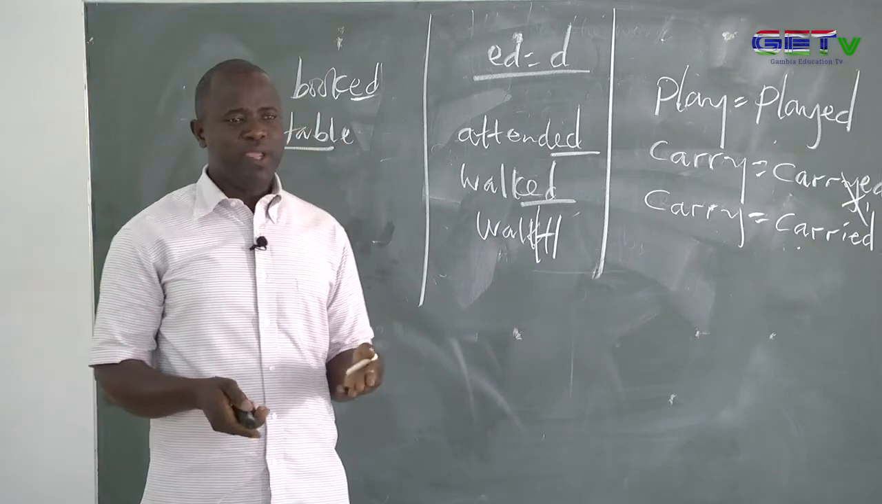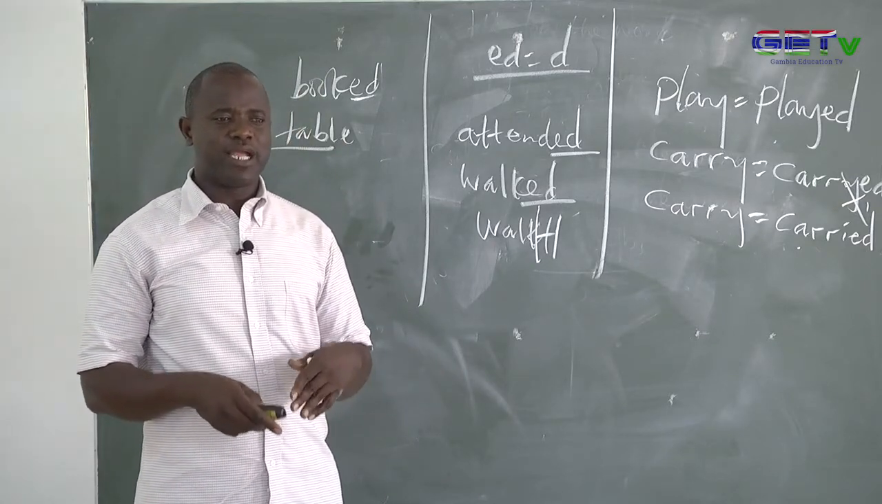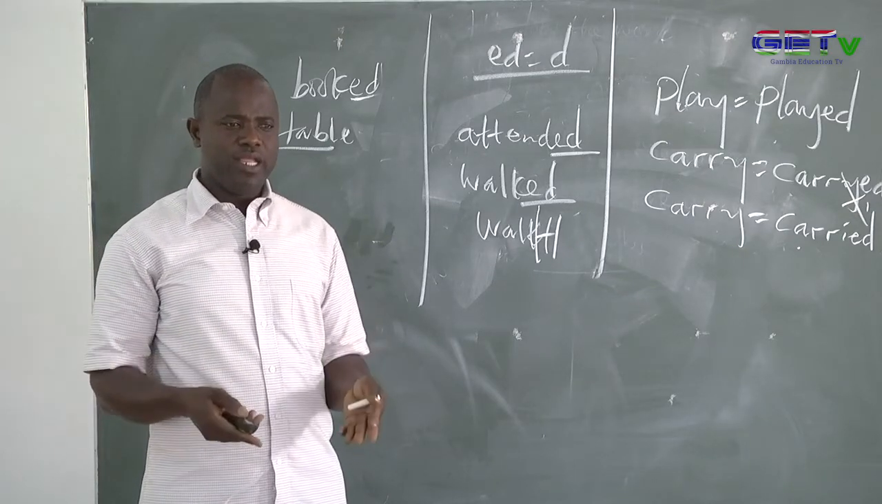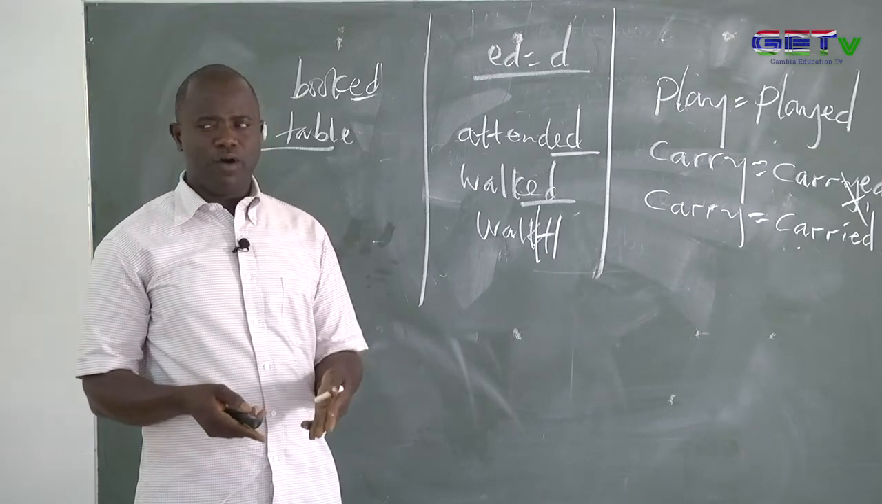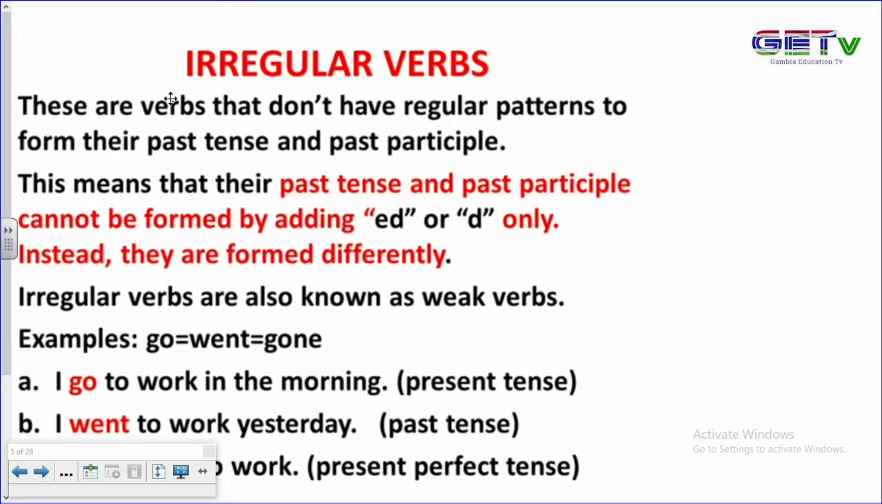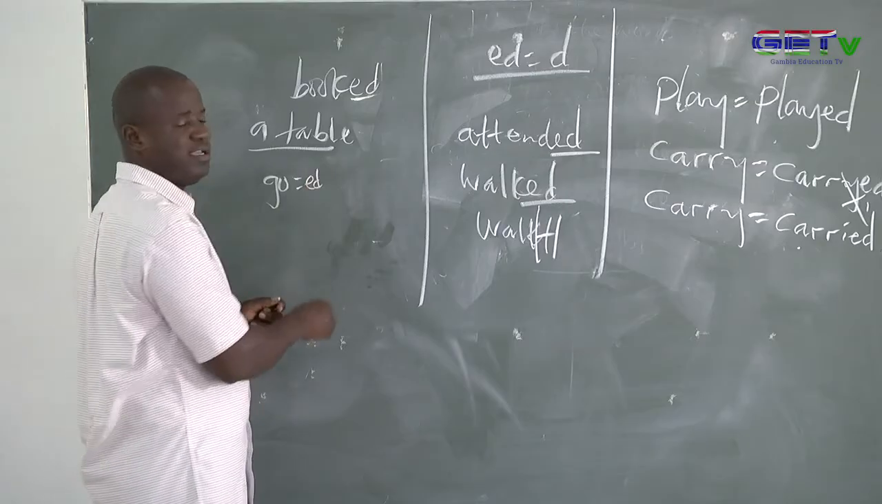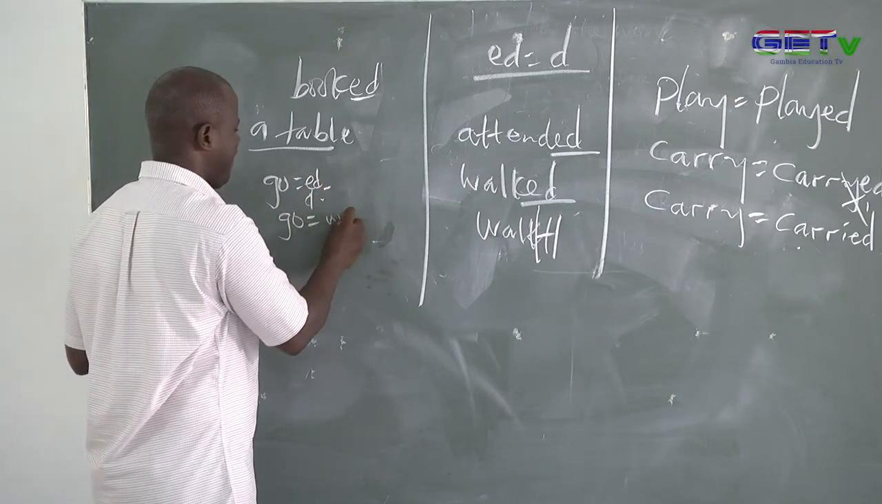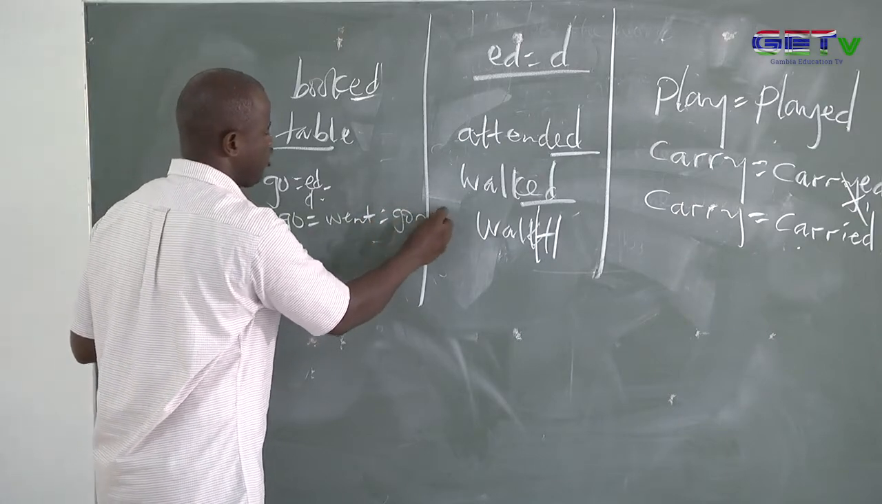So we look at this. This means that their past tense and past participle cannot be formed by adding ed or d only. Instead, they are formed differently. Irregular verbs are also known as strong verbs. Example, go, went, and gone. Now look at this. When you say go, in the past tense you cannot add ed and you cannot also add d. But what do you do? When you say go, the past tense you say went, and the past participle you say gone.